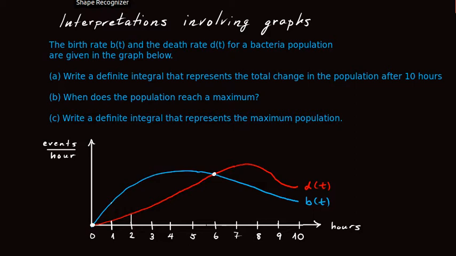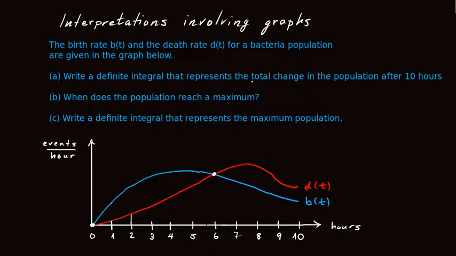In this video, I want to discuss interpretations involving graphs for definite integrals. So here's a word problem that you might see. The birth rate, B of t, and the death rate, D of t, for a bacteria population are given in the graph below. B of t is this blue curve, and D of t is this red curve. They represent the births per hour and the deaths per hour for some bacteria population. And we're asked to find a definite integral that represents the total change in the population after 10 hours.